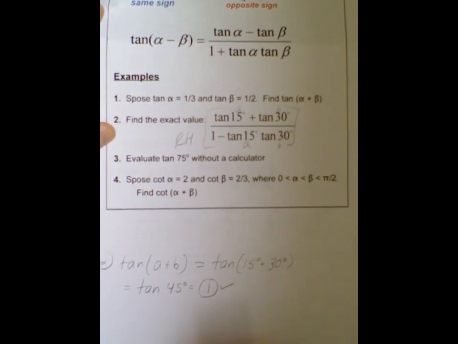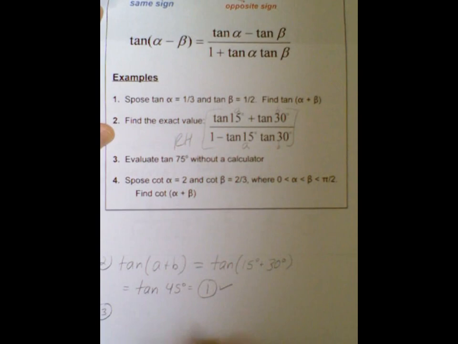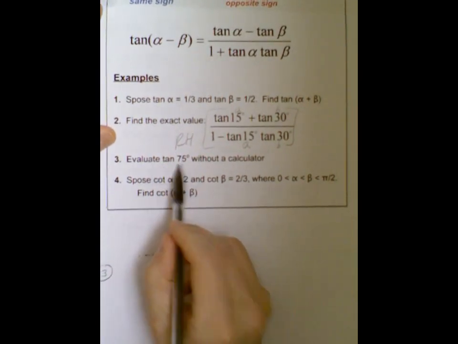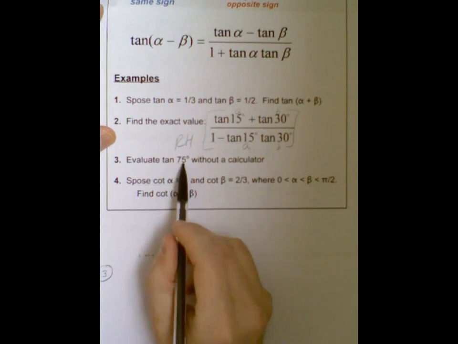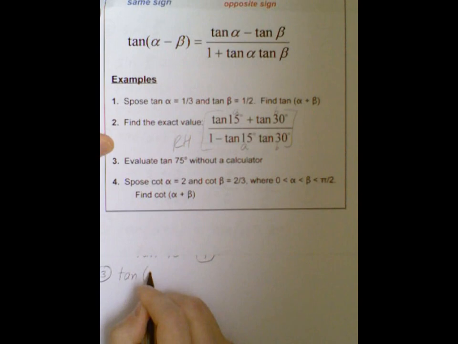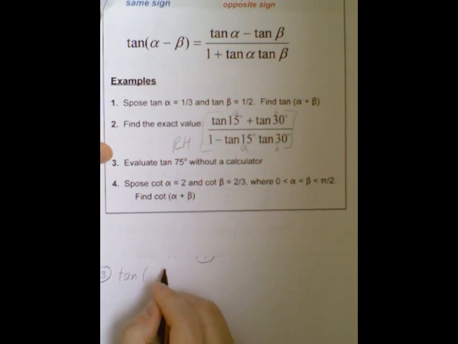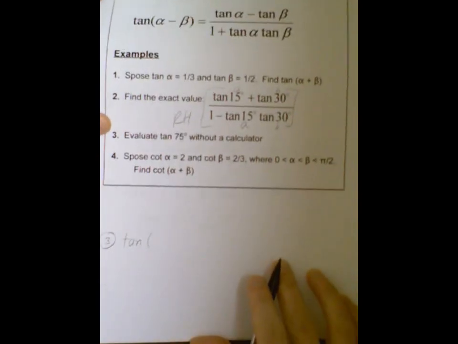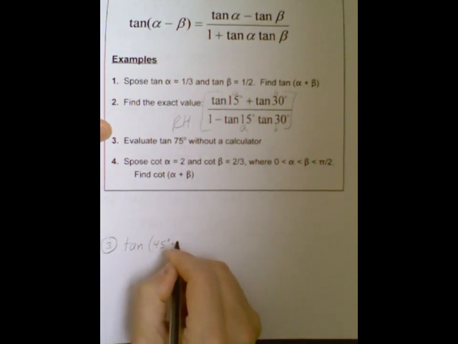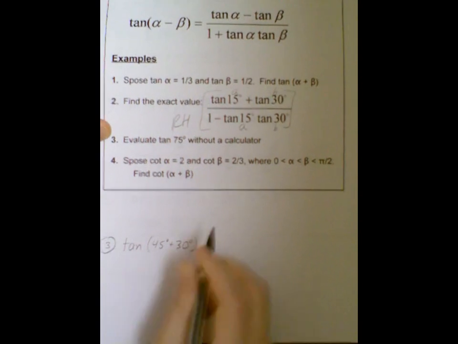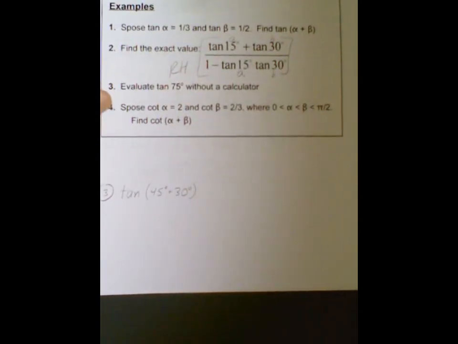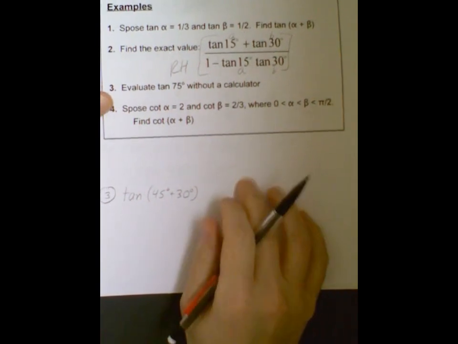All right, let's try number 3 together right now. Number 3 says, can you evaluate tan of 75 degrees without a calculator? This was just like sine and cos, where you have to think about two nice angles that add or subtract and give you 75. Let's see, 75. I could maybe use 45 plus 30. I don't know many other nice angles. I can't do 60 and 15 because 15 is not a nice angle. So I'll do 45 and 30.